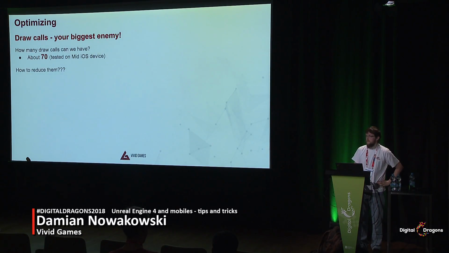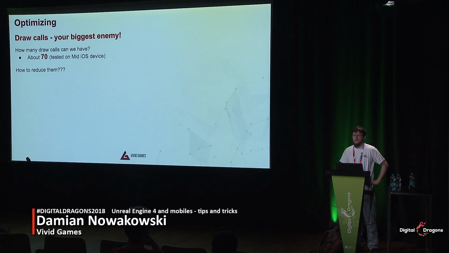And how many draw calls can we have? Based on our tests on a medium iOS device, we can have a maximum of 70 draw calls, and it's kind of low. But the higher numbers were causing extremely big frame rate drops. So the question is how to reduce them.